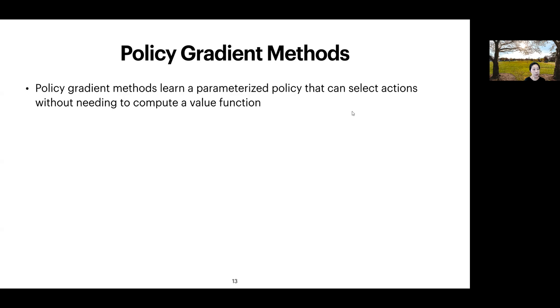So policy gradient methods can learn a parameterized policy that can select actions without needing to compute a value function. This is really important. Actually, in our analysis you will still see value functions, but in the end, I assure you that we won't be calculating a value function explicitly. This is the spoiler alert: we will have some kind of value function in the analysis, but I assure you that those will not appear in your algorithm.